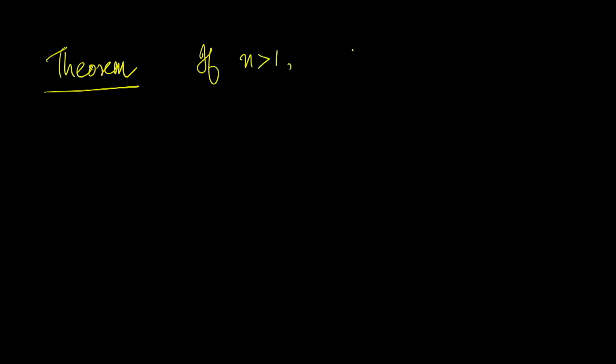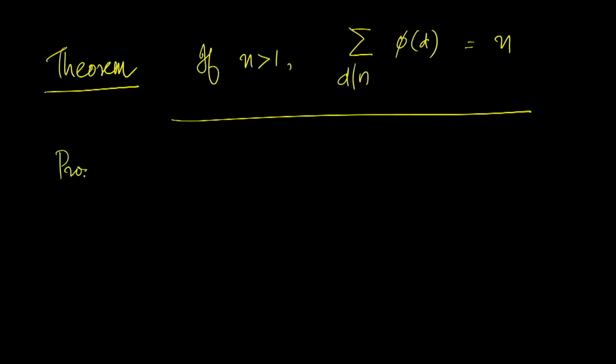Now, from this we can prove another interesting result. If n is a positive integer, the sum of phi of d over all divisors d of n is n. The proof goes this way. First, consider numbers of the form p power e. So, n is p power e, let us say.